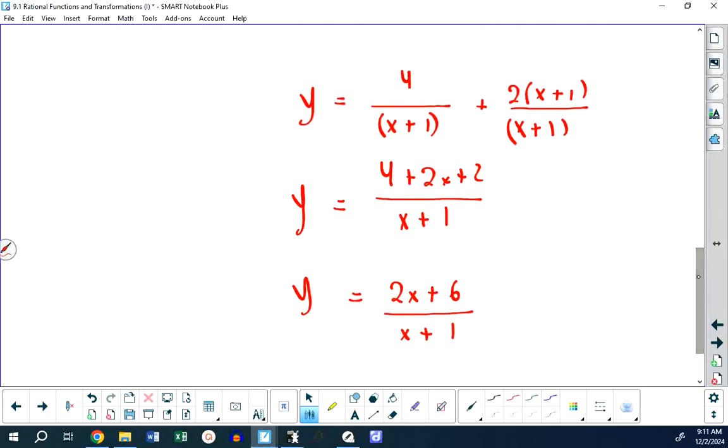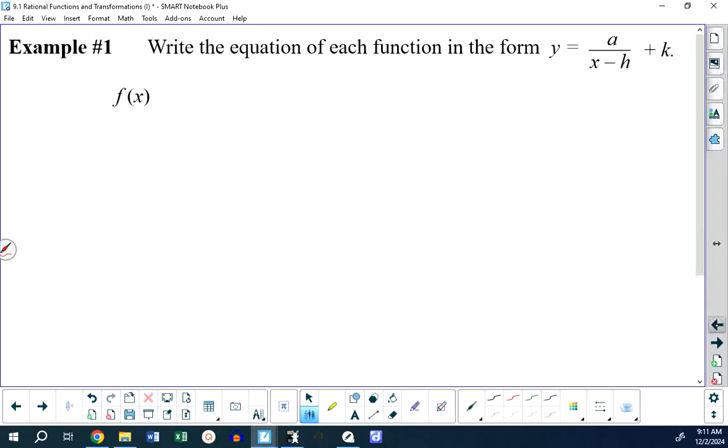And in fact, you might see an exam question where instead of being asked to find a, h, and k, you're asked to write the function in that form for f of x. Are you with me on that? So functions that look like linear over linear are typically functions you can write in this form, a over x minus h plus k.